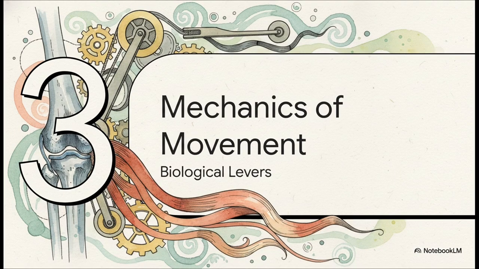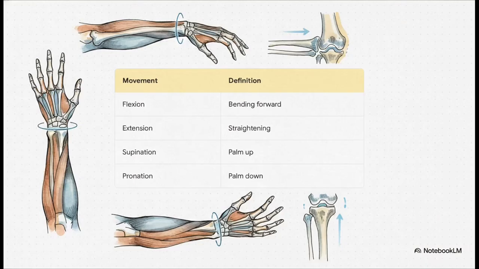With our biological engine completely built, let's look at the mechanical levers and pulleys these joints actually operate. Let's translate some of these formal biomechanical terms into real-world action. Actually, try this with me right now. Hold your hand out and turn your palm facing up. That movement right there, that's called supination. Now, flip your hand so your palm is facing down. That is pronation.